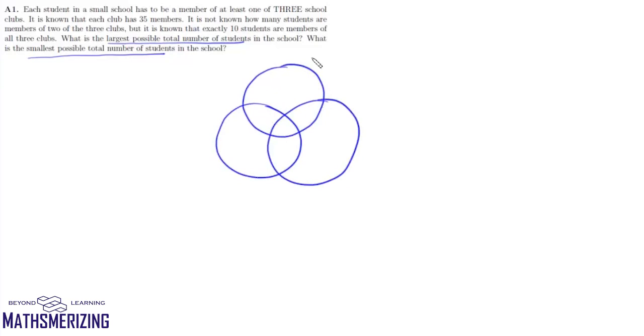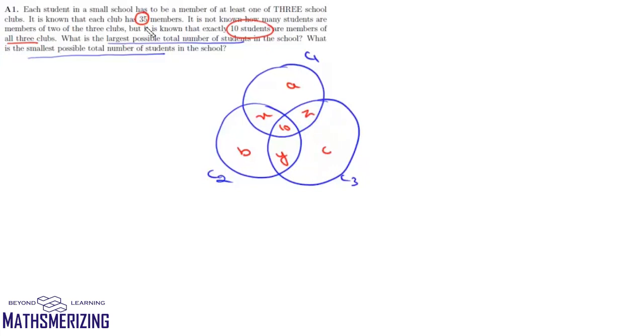So in this school we have three clubs, say C1, C2 and C3. The question says each club has 35 members and exactly 10 students are members of all three clubs, so this value is 10. Suppose there are A students in C1 alone, and correspondingly B and C for C2 and C3. Suppose X students are in both C1 and C2, Y in both C2 and C3, and Z in both C1 and C3.